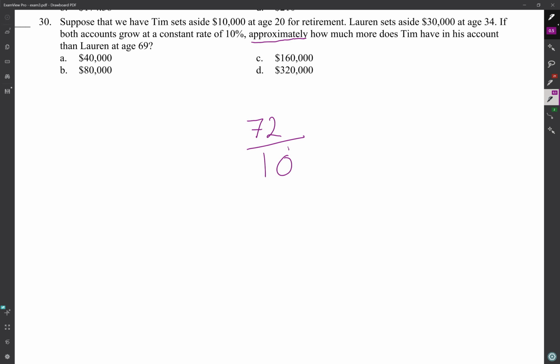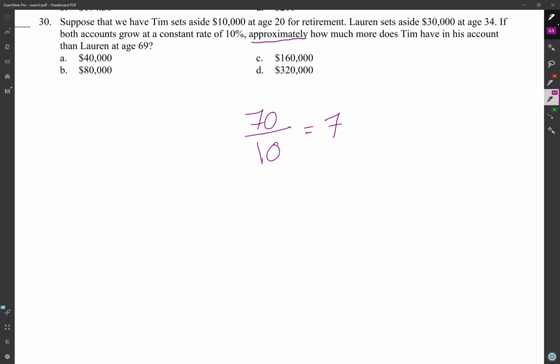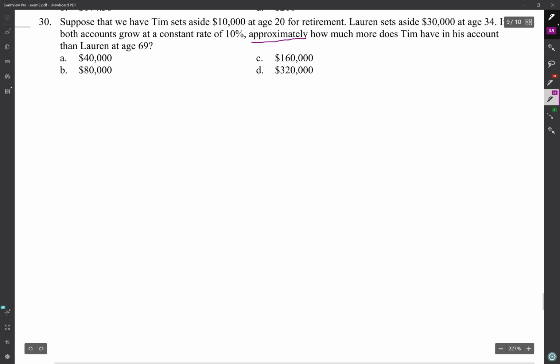But like I said in the video, sometimes we might use a different number if the situation means we can make a better division. So I'm going to assume from looking at this question that we should use the rule of 70 instead. What's 70 divided by 10? That's just going to be 7. So approximately every 7 years our money is going to double, and that counts for both Tim and Lauren.